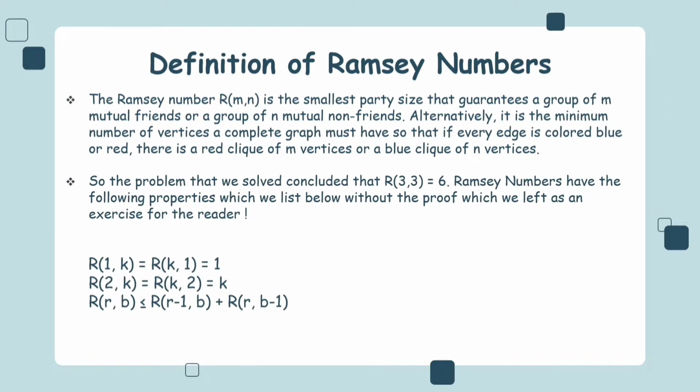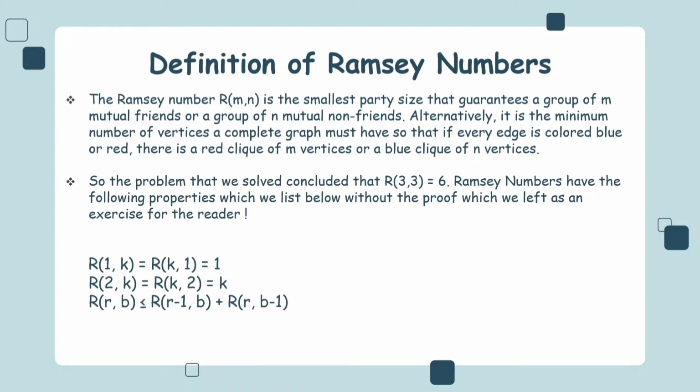Definition of Ramsey numbers. The Ramsey number R(m, n) is the smallest party size that guarantees a group of m mutual friends or a group of n mutual non-friends. Alternatively, it is the minimum number of vertices a complete graph must have so that if every edge is colored blue or red, there is a red clique of m vertices or a blue clique of n vertices.